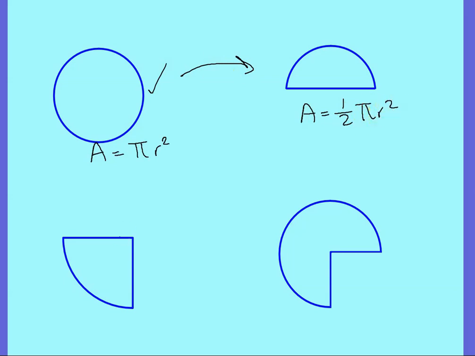Now, this looks like a quarter of a circle. We can't actually assume it's a quarter unless we see that right angle sign. But this would be a quarter of pi r squared. All of this I expect you to be incredibly happy with. And for this one, 3/4 pi r squared. Now, we can make it slightly harder.